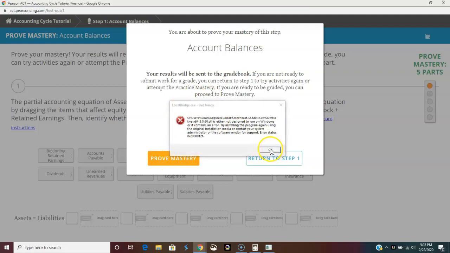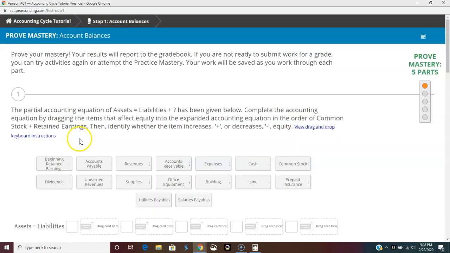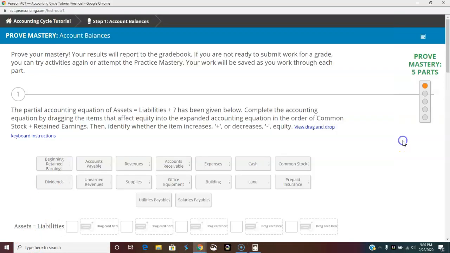Oh, what is that? I don't know why it's doing that, but it's annoying. Proof mastery. And I'm going to pause this for a second. Okay. This one says it's going to submit it for a grade. Don't worry about it. It's not going to happen.